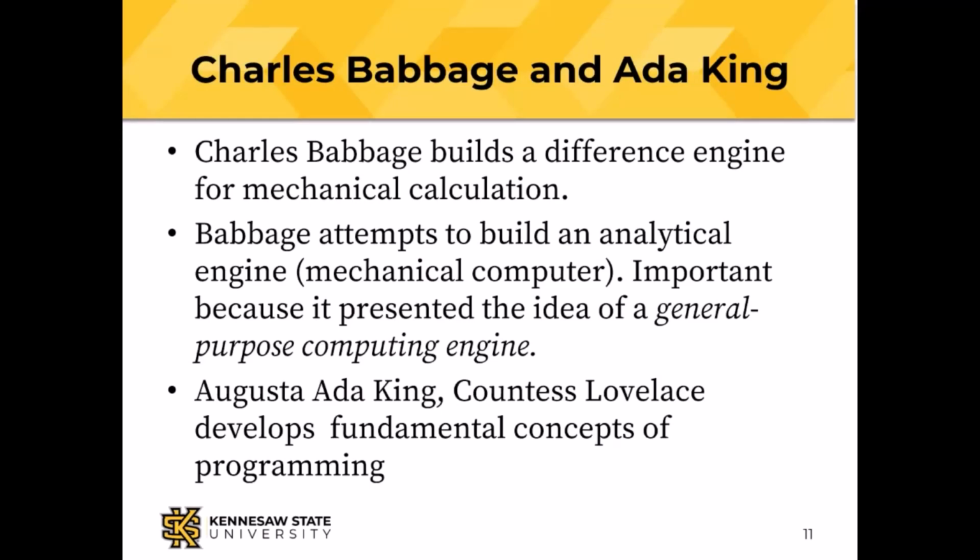He had a disagreement with the tradesman who was making the gears and wheels about how much this should all cost, and it never got finished. Meanwhile, he got onto what he thought was a bigger and better idea. The difference engine could do one kind of program, called the method of differences, for figuring out the tables of an ephemeris. The analytical engine, his second idea, was going to be a general purpose computing machine.